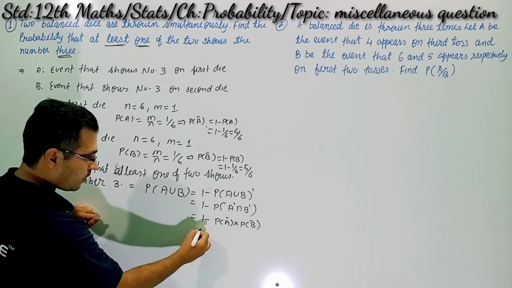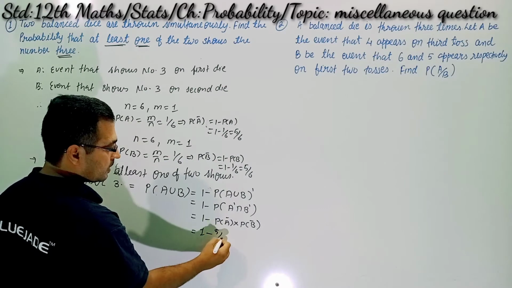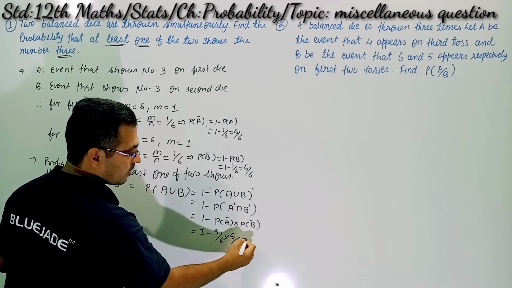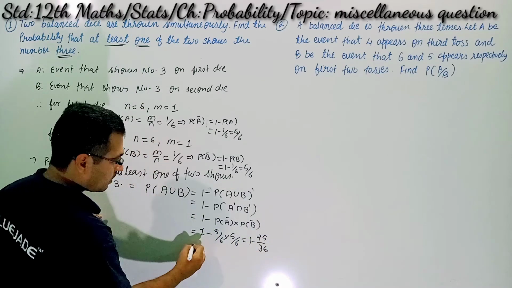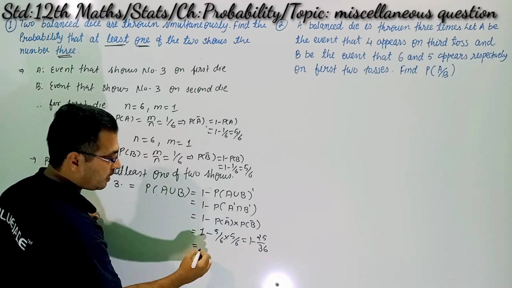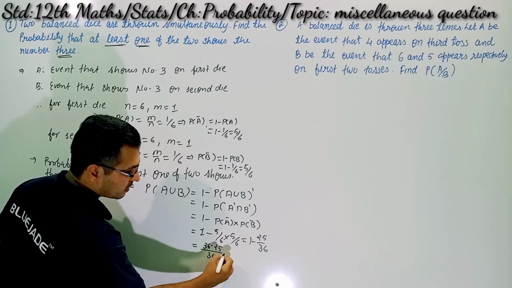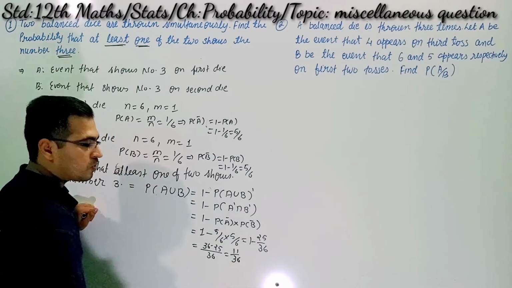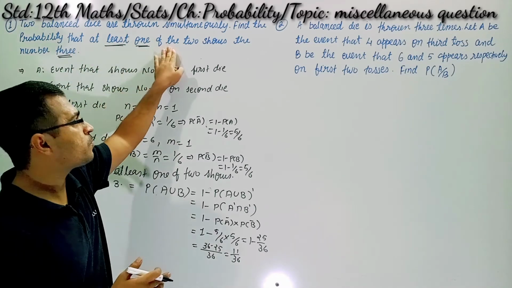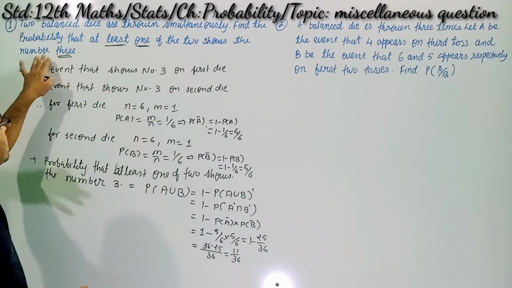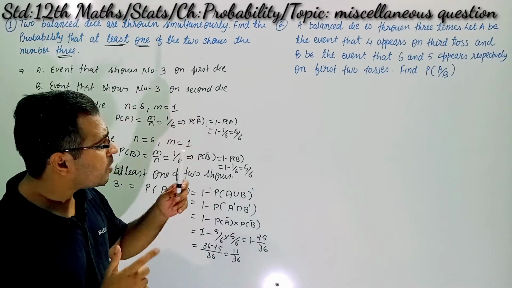Okay. So 1 minus, what is the value of P of A bar? 5 by 6, and P of B bar is 5 by 6. So we are getting 1 minus 25 by 36. So the probability of A union B is (36 minus 25) divided by 36, so 11 by 36. So students, here you can conclude that the probability that at least one of the two shows the number 3 is what? 11 by 36. Now students, moving to the second question.